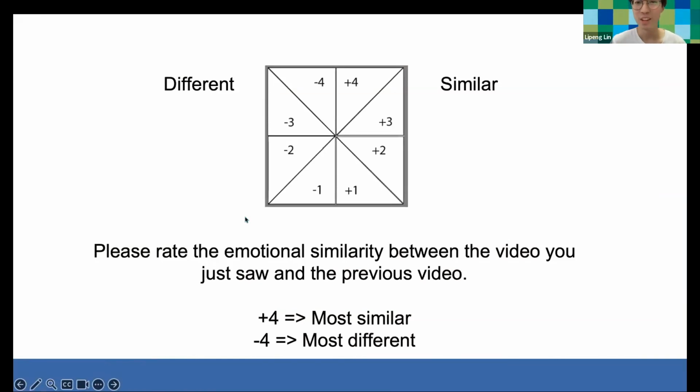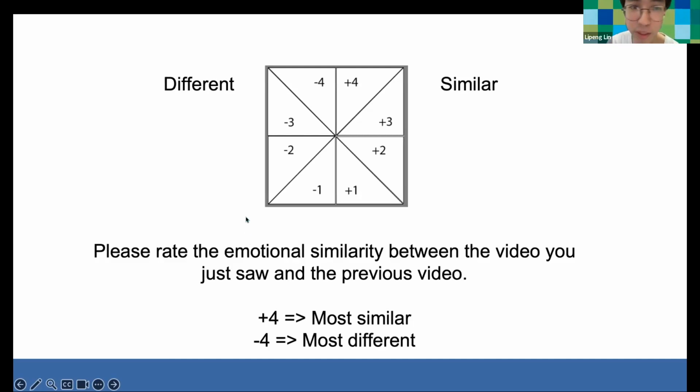Okay, now we have personally participated in this experiment, and you gave similarity ratings to four pairs of videos. In a formal experiment, participants need to give similarity ratings to 100 videos, and the videos will be played sequentially very fast. So maybe we don't need to worry about the memory effect.